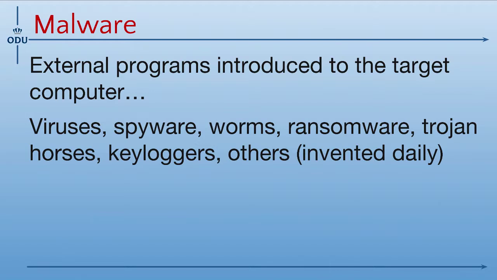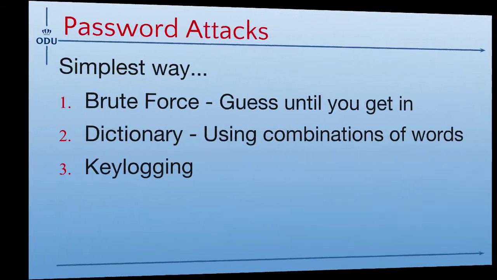Next up, malware. Think of malware as some type of external program that's been introduced to your computer. Now, malware is a somewhat generic term and can include viruses, spyware, worms, ransomware, a whole host of other variants of computer viruses. But when you hear the term malware, think software, external software that's introduced to a target computer.